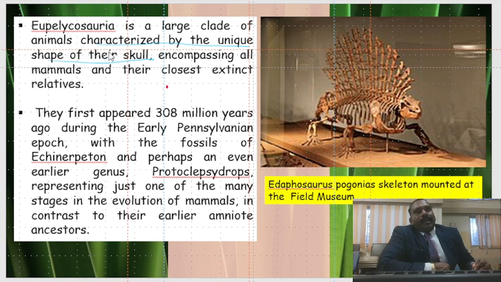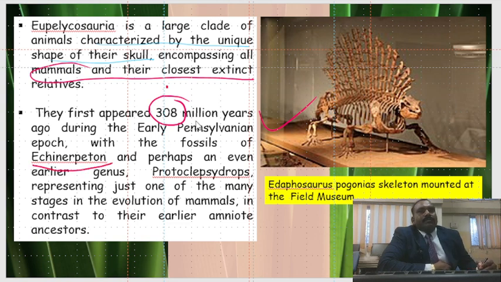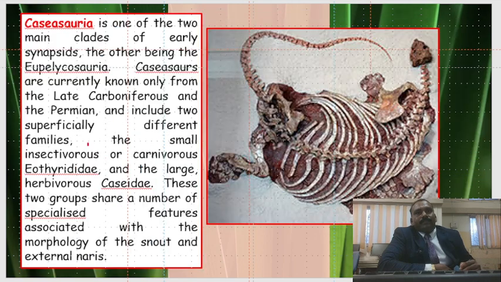Eupelycosauria is a large clade of animals characterized by a unique skull shape, encompassing all the mammals and their closest extinct relatives. They first appeared 308 million years ago, during the early Pennsylvanian epoch, with the fossils of the Echinopterans and perhaps an even earlier genus, and they represent just one of the many stages in the evolution of the mammals in contrast with their earlier amniotic ancestors.